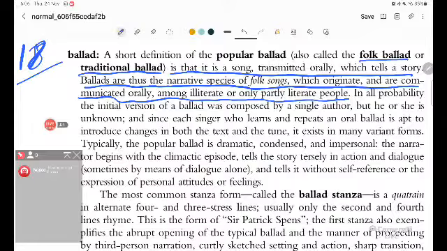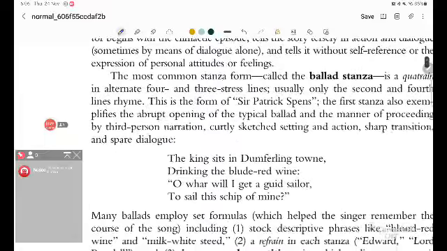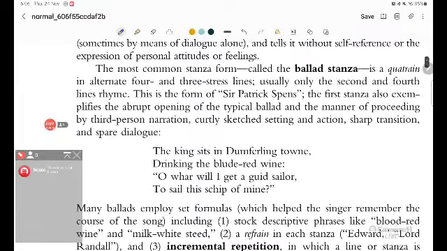चलिए इतना बहुत है, आगे बढ़ते हैं। The most common stanza form, also called ballad stanza, is a quatrain in alternate 4 and 3 stress lines. Usually, only the second and fourth lines rhyme. This is the form of Sir Patrick Spens. The first stanza also exemplifies the abrupt opening of the typical ballad and a manner of proceeding by third person narration, curtly sketched setting and action, sharp transition and separate dialogue.